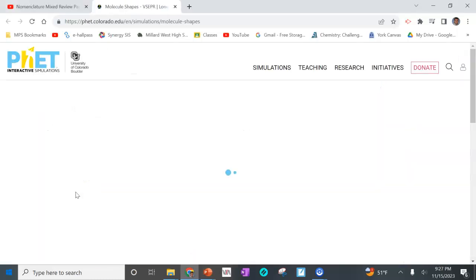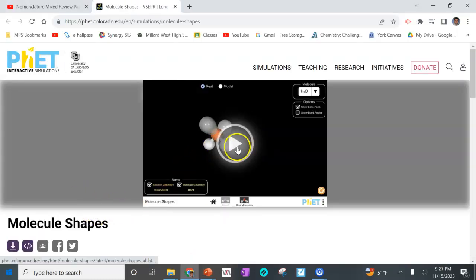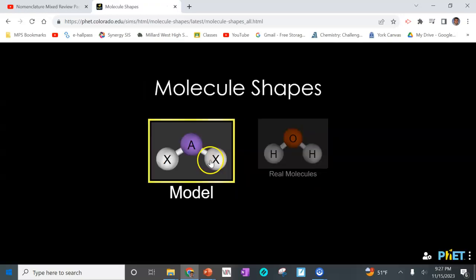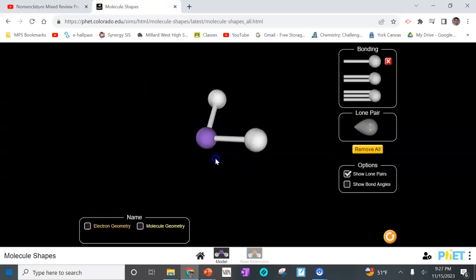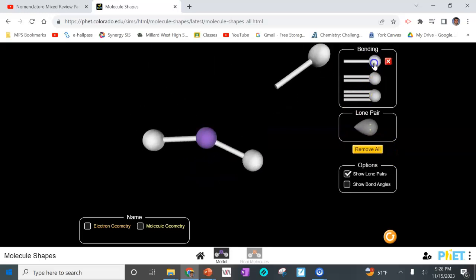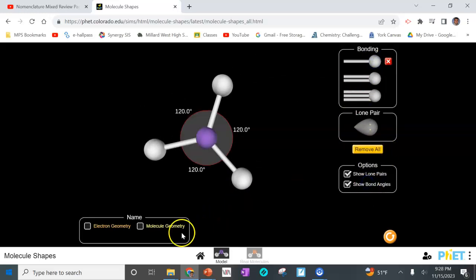I've linked a PhET simulation here, and this is something where I would give the students a lesson. And I would actually go in here and I would make a video that shows them how to utilize this software. And they can show different bond angles and things.